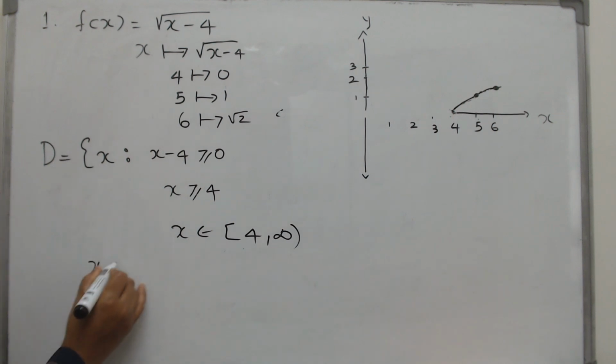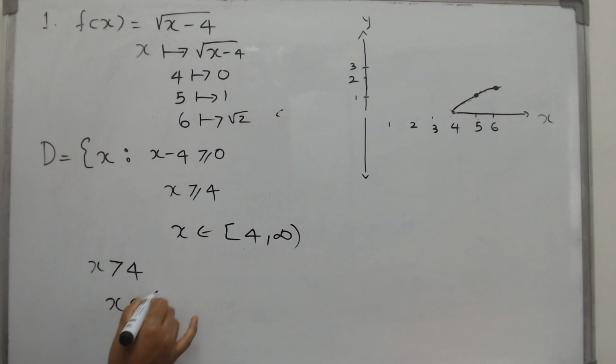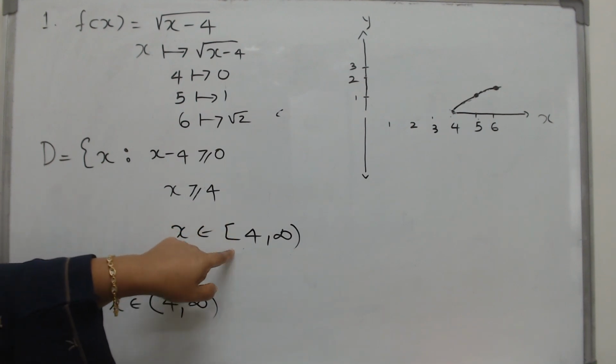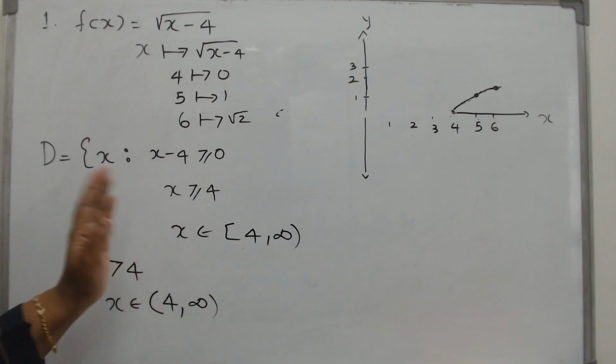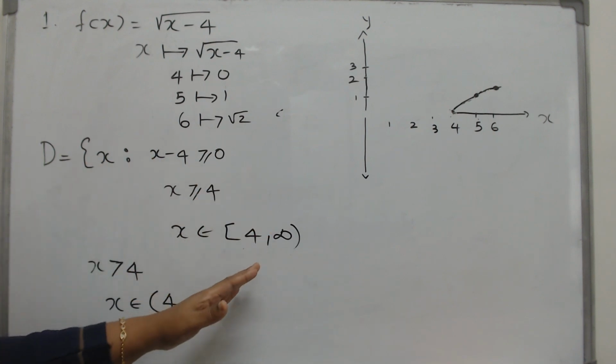Suppose you have x strictly greater than 4, then the symbol you will use is this. This is what we call open. This is the sign for an open interval. This is the sign for the closed interval, and it means that 4 is also included.